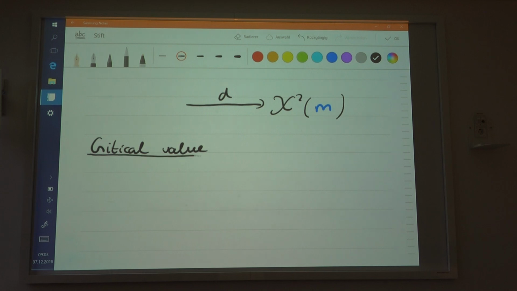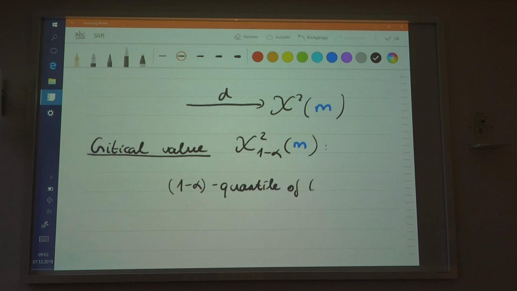So the critical value is of course the 1 minus alpha quantile of the chi-square distribution with m degrees of freedom.